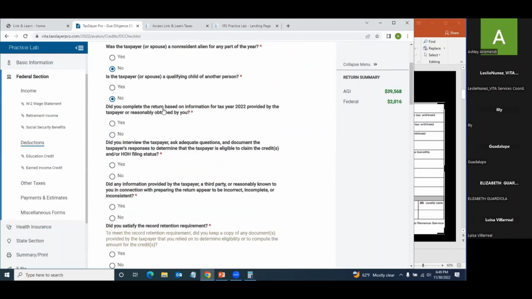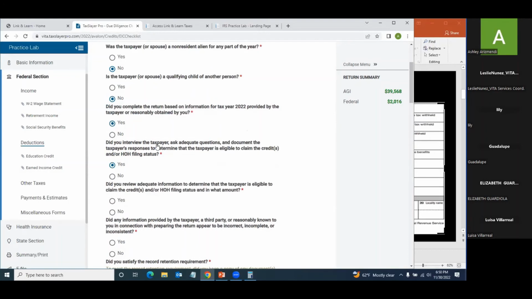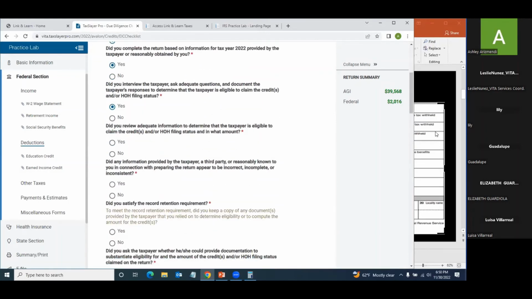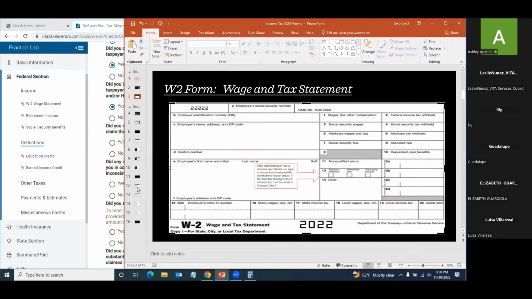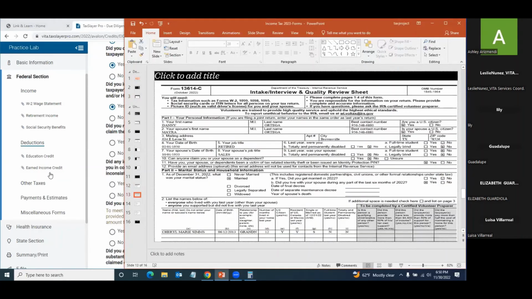Did you complete the return based on information for tax year 2022 provided by the taxpayer or reasonably obtained by you? Yes, because we go by everything they give us. Did you interview the taxpayer, ask adequate questions, and document the taxpayer's responses to determine that the taxpayer is eligible to claim the credits and head of household filing status? Yes, because that's what the intake application is for. Ashley, where is this at? Due diligence right here.